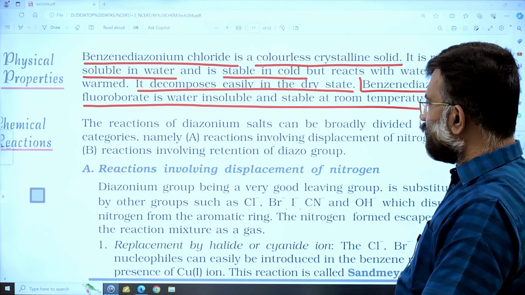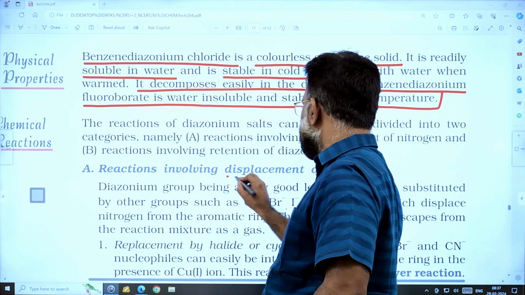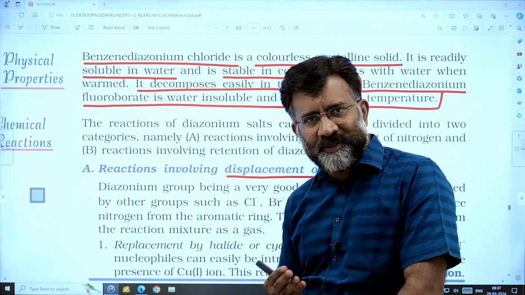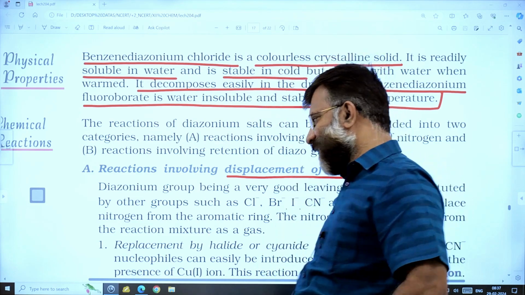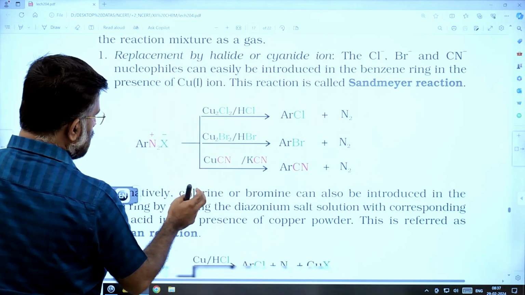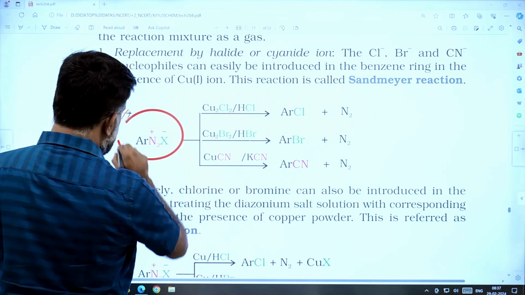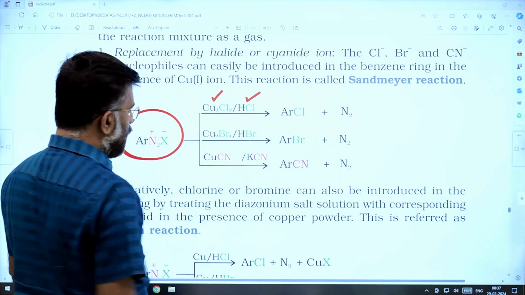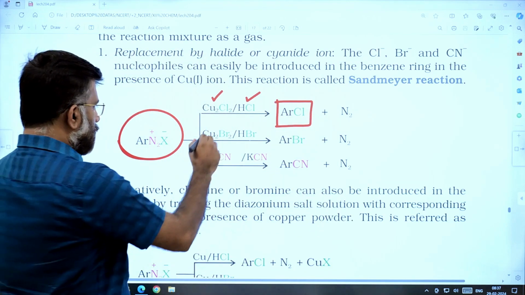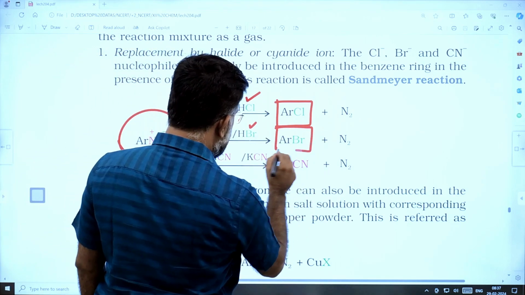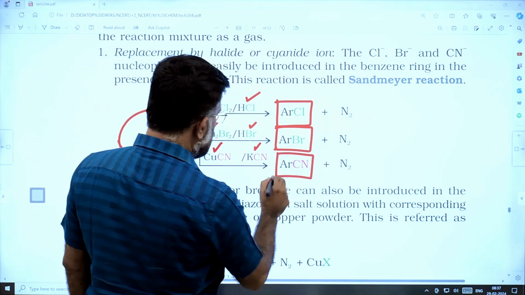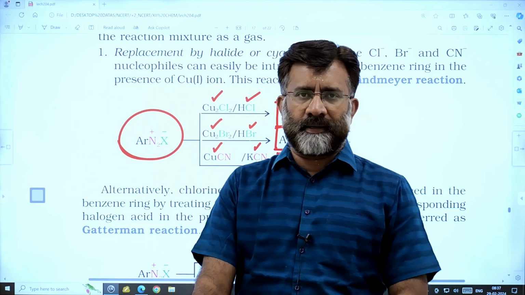And there are two kinds of reactions given by diazonium salts involving displacement of nitrogen. And a very famous reaction is Sandmeyer's reaction. This is Sandmeyer's reaction, a combination of 3 reactions. Benzene diazonium chloride treated with cuprous chloride/HCl, you get chlorobenzene. Cuprous bromide/HBr, you get bromobenzene. And cuprous cyanide/KCN, you get cyanobenzene or benzonitrile.